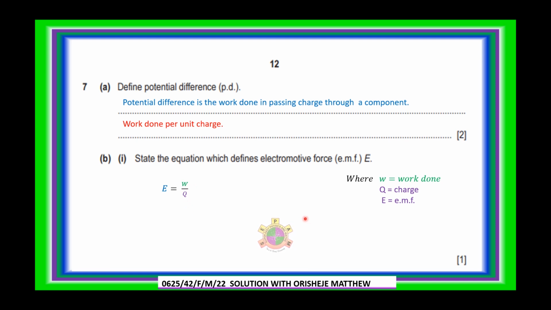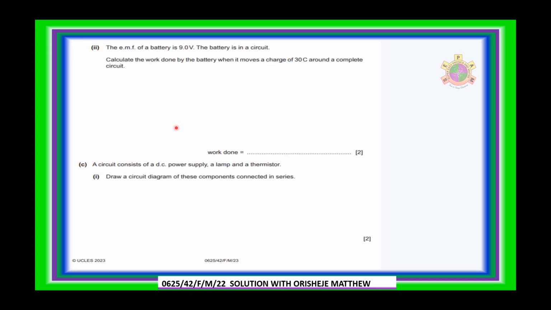A battery is 9 volts. The battery is in a circuit. Calculate the work done by the battery when it moves a charge of 30 coulomb around a complete circuit. So we are looking to calculate work done. Make W the subject of the formula. W is equal to EQ. So we have 240 joules. That is the work done in moving a charge of 30 coulomb round.